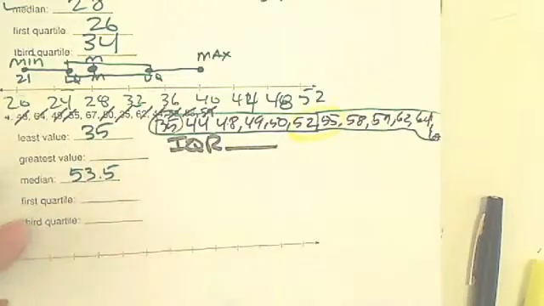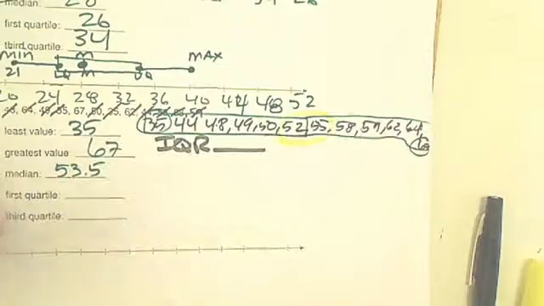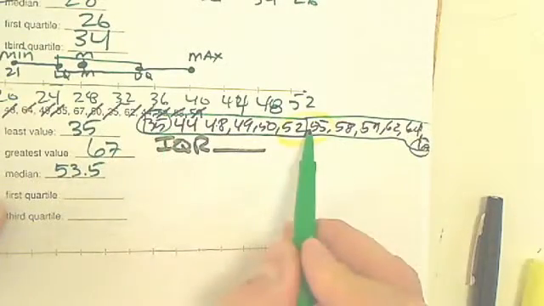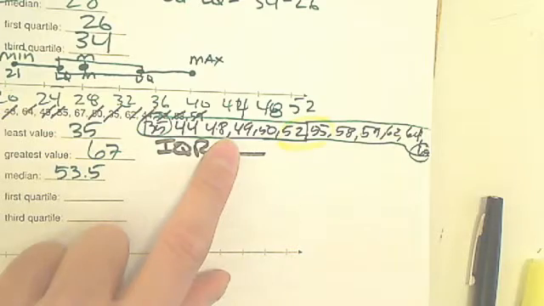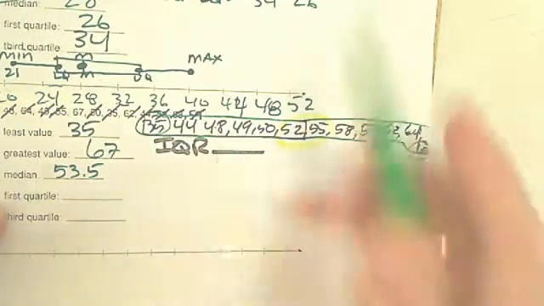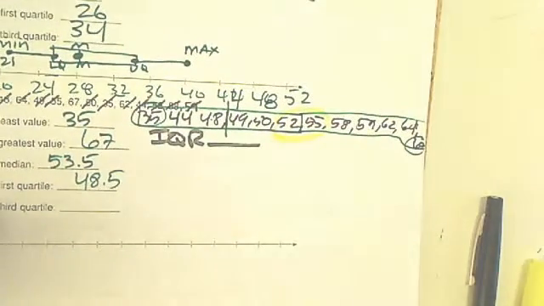The lowest number, 35. The highest number, 67. The first quartile. All right, there's only 6 numbers. What's in the middle? No, close. 48.5. It's between 48 and 49. It's right here. It splits it up. 48.5 is the first quartile.